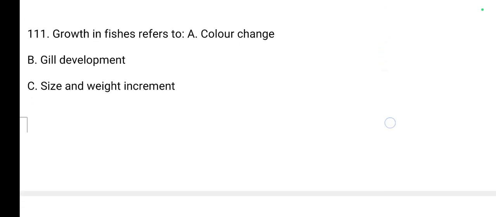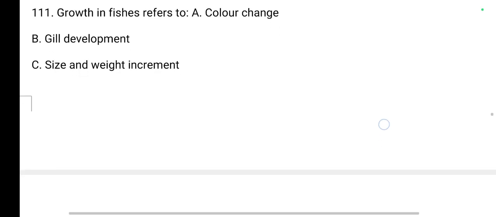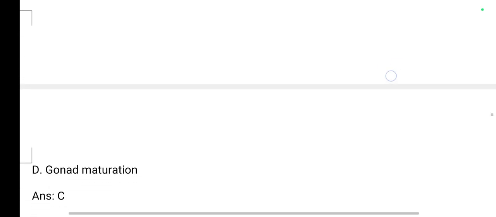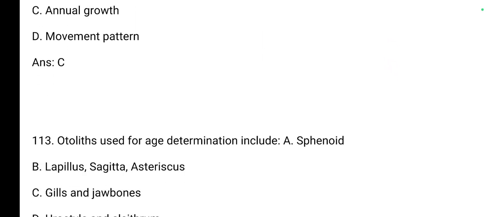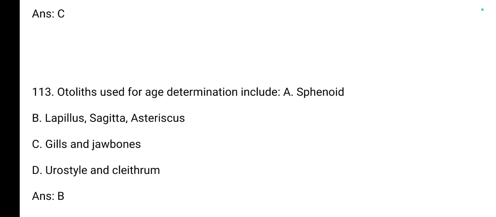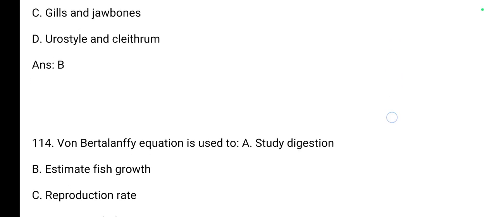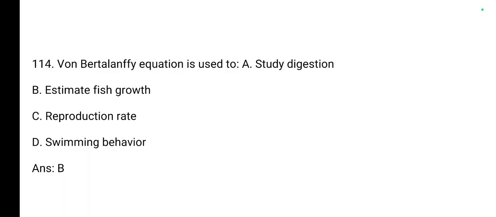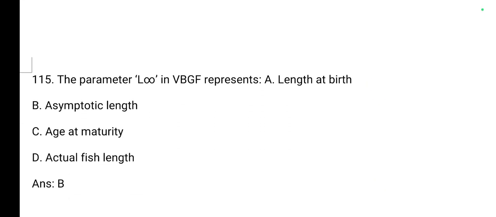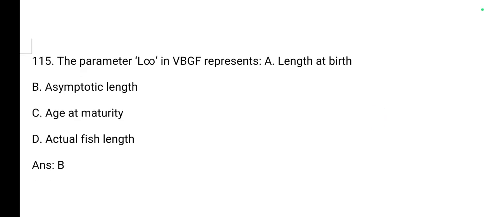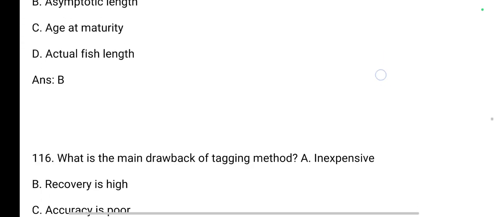Growth in fishes refers to, so it refers to size and weight increment. Annuli on fish scale indicate, so it indicates annual growth. Otoliths used for age determination include, so it includes lapillus, sagitta, asteriscus. Von Bertalanffy equation is used to estimate fish growth. The parameter L infinity in VBGF represents, so it represents asymptotic length.